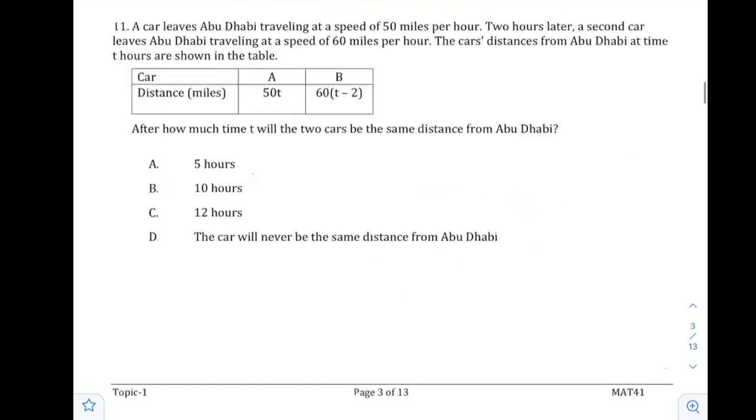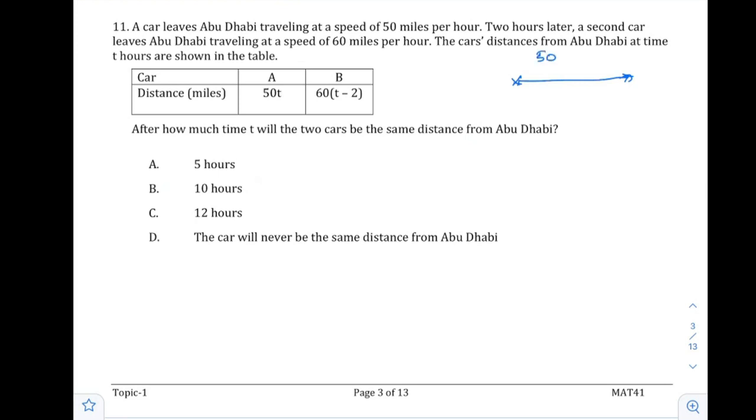Perfect. A car leaves Abu Dhabi traveling at a speed of 50 miles per hour. 2 hours later. So this is the car. Now it's going at a speed of 50 miles per hour.